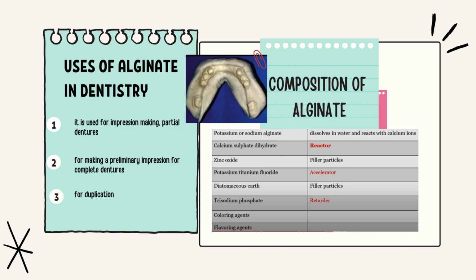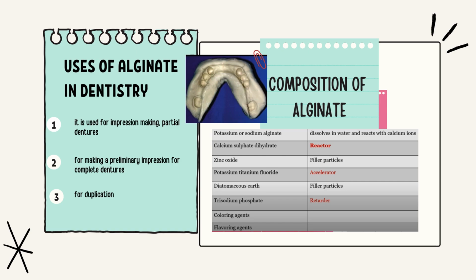Alginate uses in the field of dentistry are: Number 1, it is used for impression making of partial dentures. Number 2, for making a preliminary impression for complete dentures. Number 3, for duplicating casts in the dental laboratory.